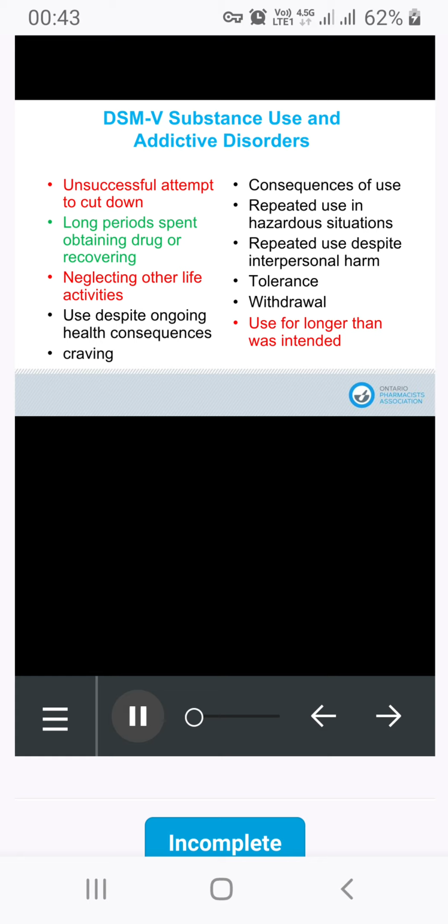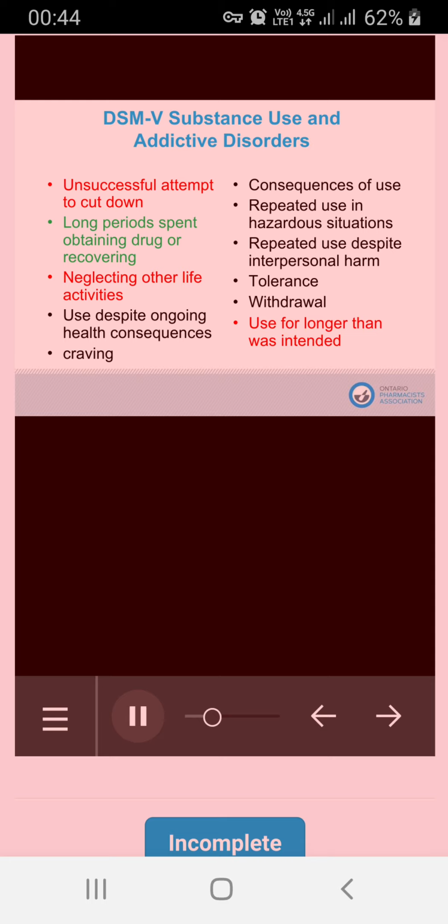Unsuccessful attempts to cut down. Long periods spent obtaining the drug or recovering. Neglecting other life activities. Use despite ongoing health consequences. Craving. Repeated use in hazardous situations. Repeated use despite interpersonal harm. Tolerance, withdrawal, or use for longer than was intended. Okay, these are the situations of the patient and we should distinguish between these.